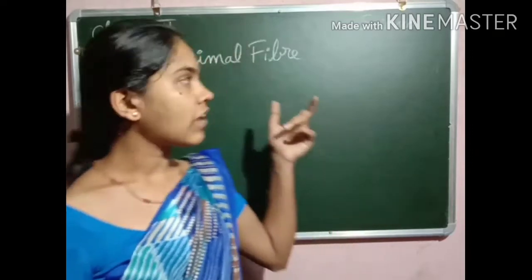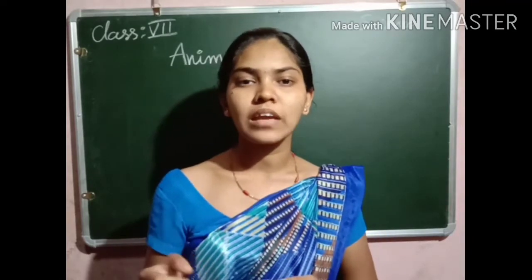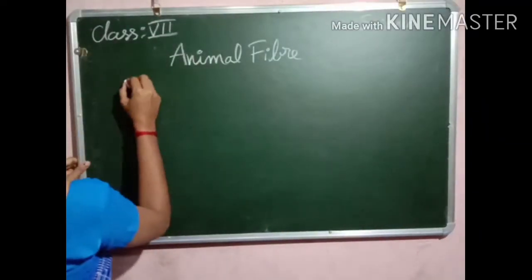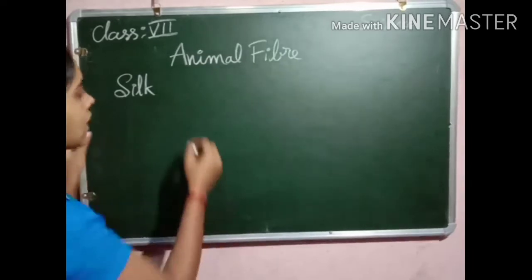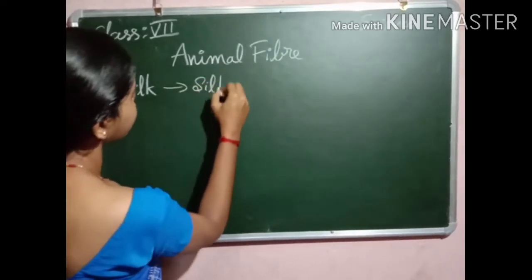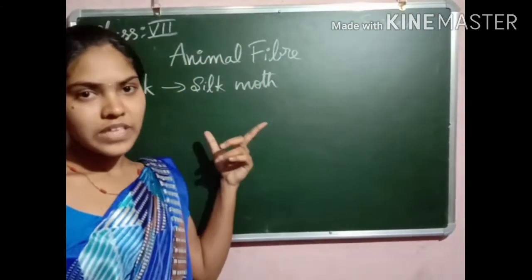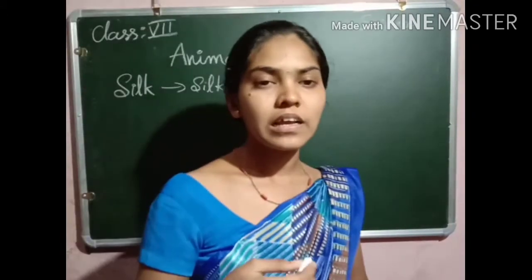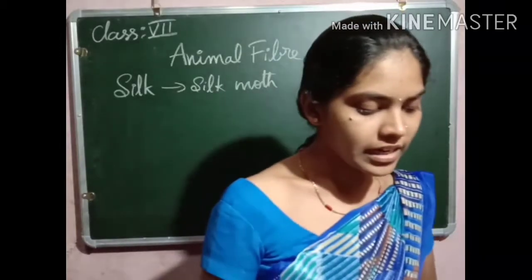The next animal fiber which I am going to discuss in today's class is silk. Silk is obtained from the silkworm, or we can call it the silk moth. My topic for today's class is silk. Silk is an animal fiber which is obtained from the silk moth. There is one interesting life cycle about the silk moth, how the silk fiber is obtained from it, and let us discuss it in detail now.